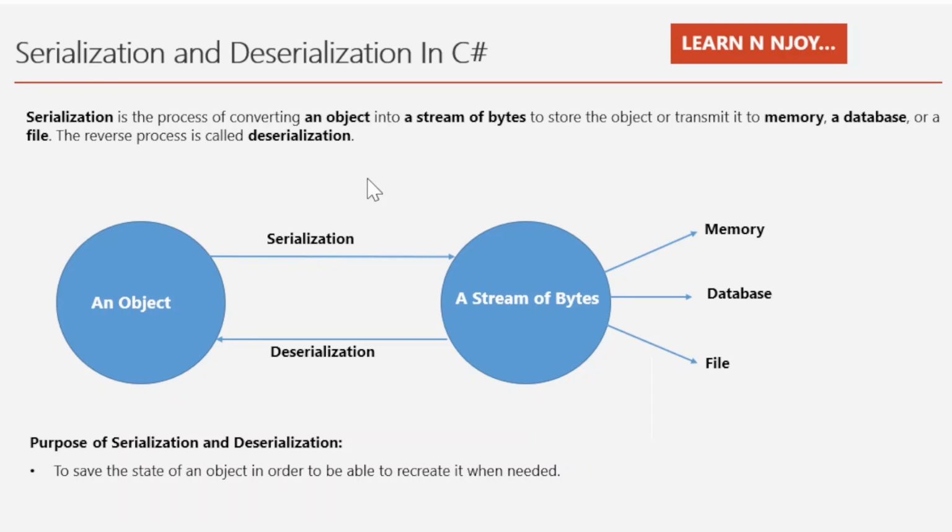Okay, let's understand it with the help of the diagram shown over here. So here there is an object that needs to be converted to a stream of bytes. So how can we convert it? That's where the serialization concept comes into the picture. Serialization helps us in converting an object into a stream of bytes that can be written into memory, a database, or a file. And its reverse process is called deserialization, where we take the data from a stream and convert it into an object. The main purpose of serialization and deserialization is to save the state of an object in order to be able to recreate it when needed. So that's the basic fundamental of serialization and deserialization.